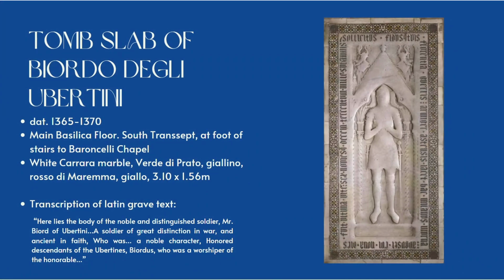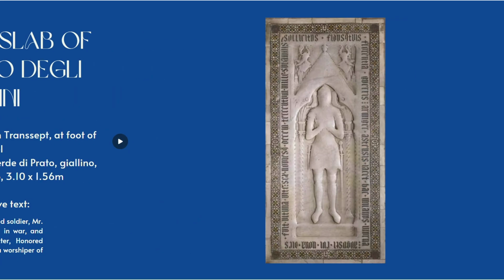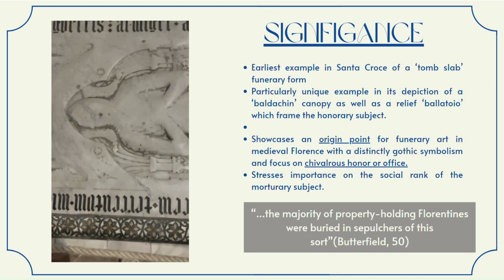We begin with the tomb slab of Biordo degli Ubertini, which is in the main basilical floor on the south transept, and it's made of white Carrara marble. It depicts Biordo of Ubertini, a soldier of great distinction in war, and it really exemplifies the Gothic style. It is the first example of a tomb slab funerary form in Santa Croce. It's the earliest example they have, and it's particularly unique in its depiction of a fake baldachin canopy, as well as a relief ballataio, which frame the honorary subject and reinforce its Gothic motifs.